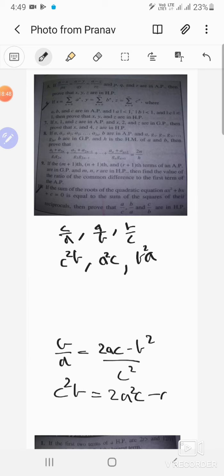This was easy. Let's go to the next question, which is: if the m plus 1th, n plus 1th and r plus 1th terms of an AP are in GP, and m, n and r are in harmonic progression, then find the value of the ratio of the common difference to the first term of the AP. Wow, this seems complicated. Okay, let's use the first information, which is that the m plus 1th term, n plus 1th term and r plus 1th term of an AP are in GP.